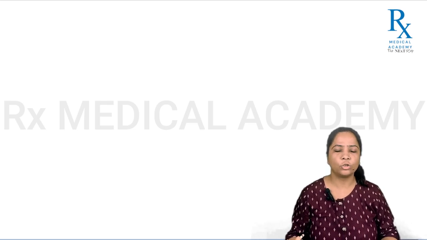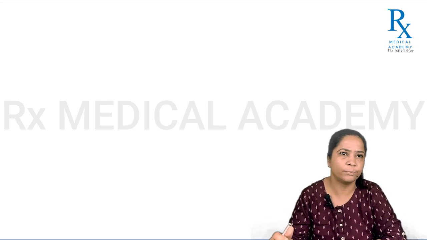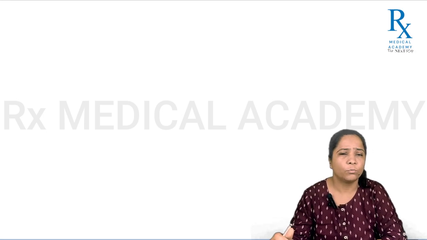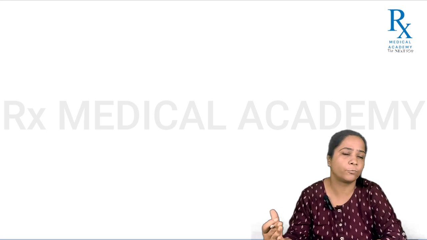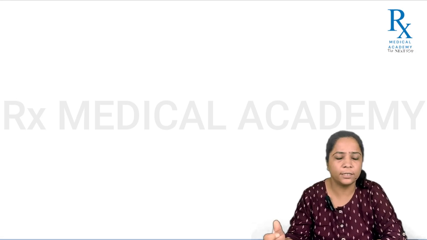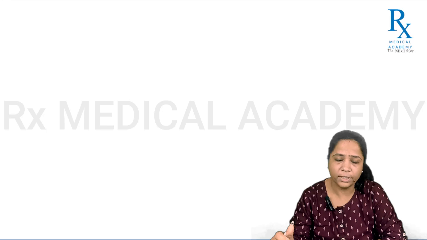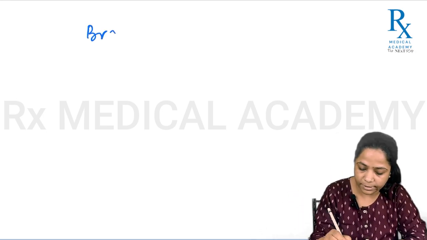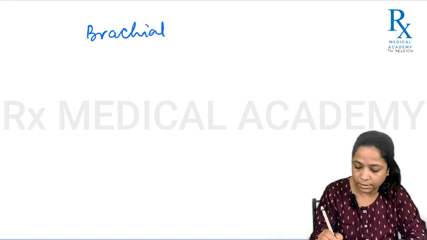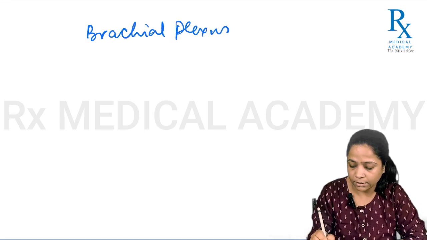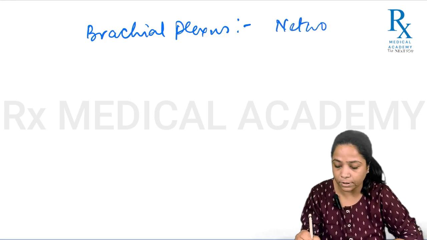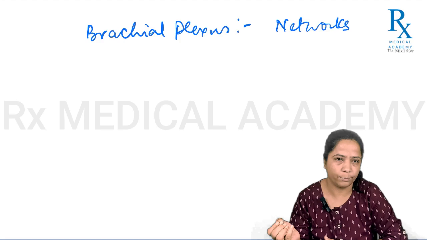Friends, the topic for today's discussion is brachial plexus. In this part of the session, we will learn what brachial plexus is, how it forms, and what the clinical relevance of the topic is. So brachial plexus is basically a network of nerves that supplies the upper limb.